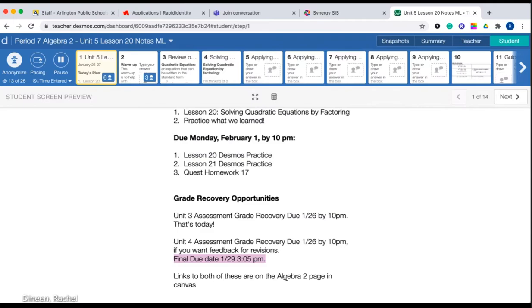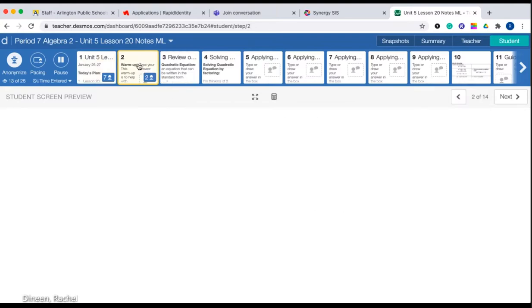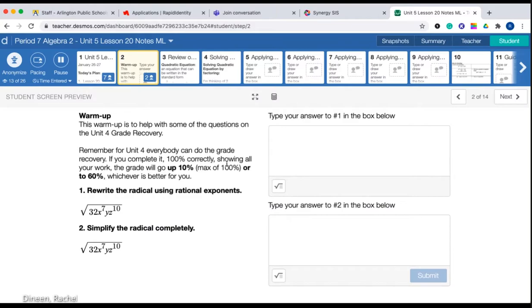Link to both of these are on the Algebra 2 page in Canvas. Everyone that has submitted, I just, during fifth period, went and provided feedback. I emailed if there was feedback, and so hopefully that is helpful as far as revisions go. All right, before we continue any further, are there any questions that you have about anything that I said? All right, so let's go ahead and move on to slide 2 and let's complete the warm-up.